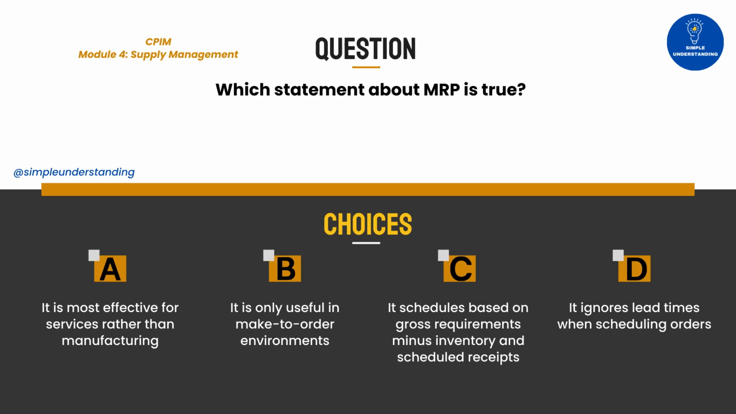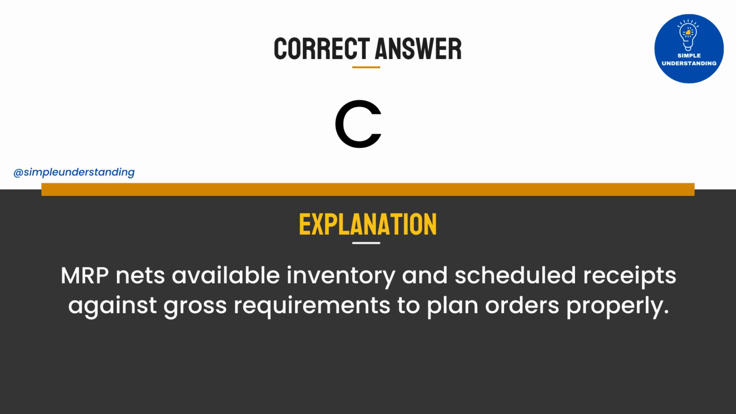Question 7. Which statement about MRP is true? A. It is most effective for services rather than manufacturing. B. It is only useful in make-to-order environments. C. It schedules based on gross requirements minus inventory and scheduled receipts. D. It ignores lead times when scheduling orders. Correct answer: C. Explanation: MRP nets available inventory and scheduled receipts against gross requirements to plan orders properly.